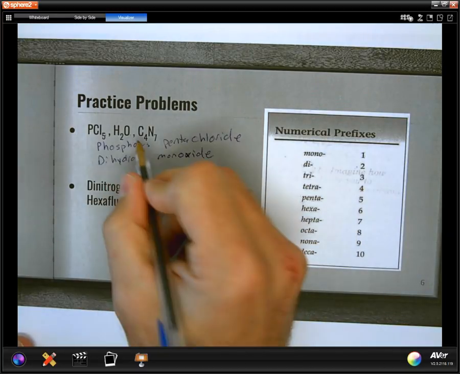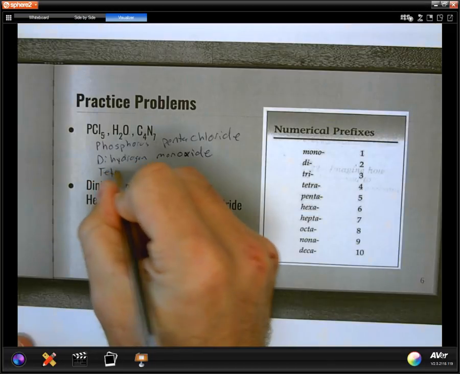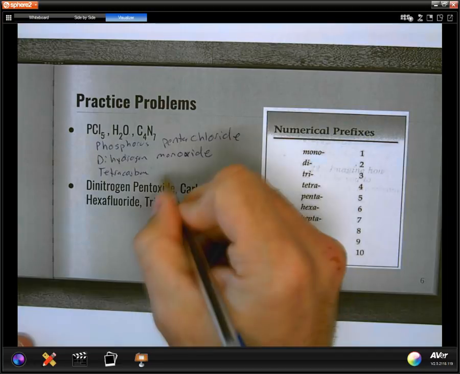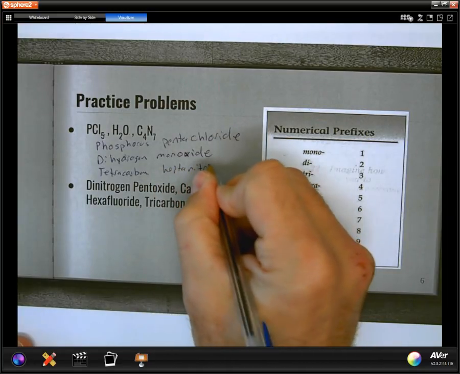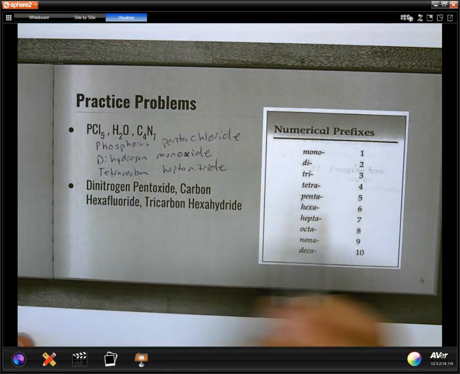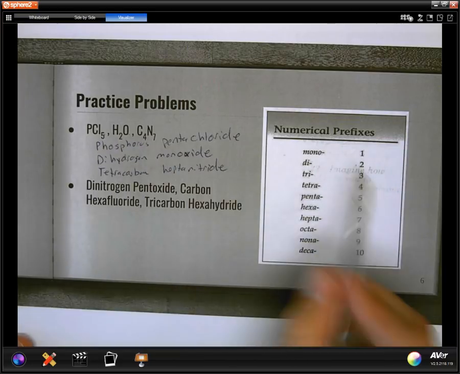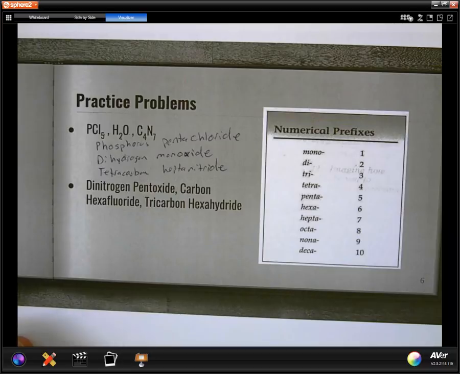Final one, I have carbon. Carbon has 4, so we're going to call that tetracarbon. And then there's a 7 here, so it's going to be heptanitride. Again, not nitrogen, but nitride. So I have tetracarbon heptanitride. So again, your job is going to be to take this and name it by having this committed to memory. And then you need to go in reverse.